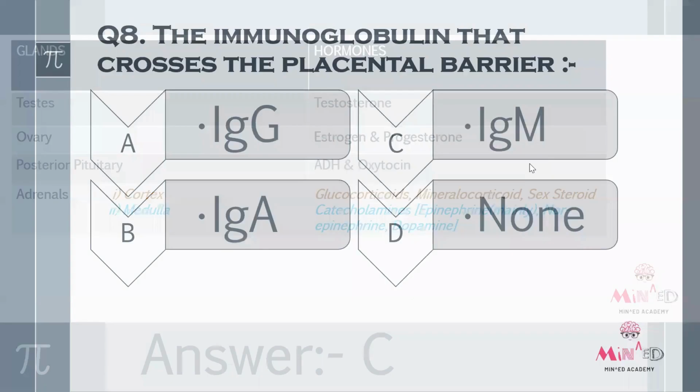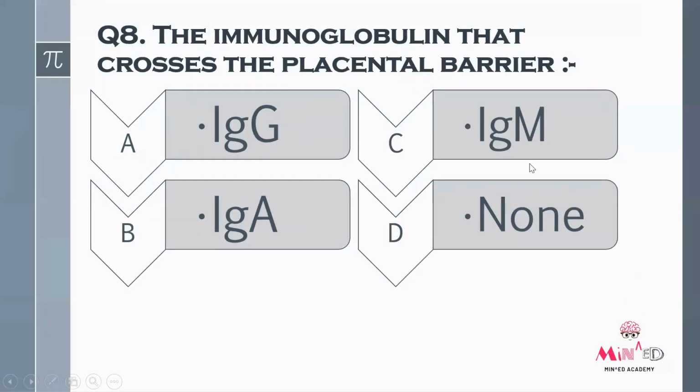Next, we'll see question number 8. The immunoglobulin that crosses the placental barrier is A, IgG, B, IgA, C, IgM, D, none.